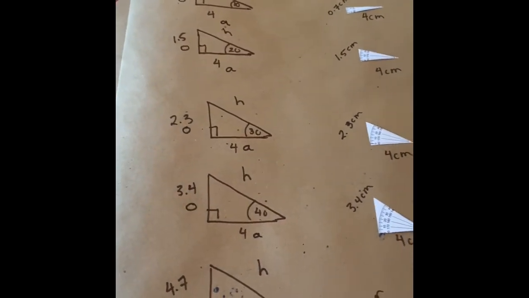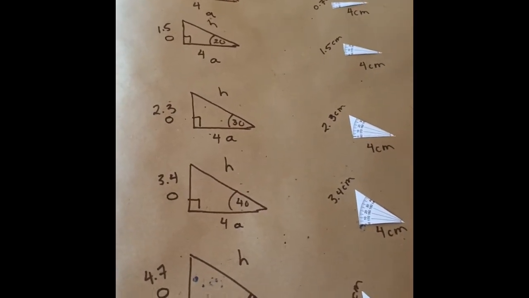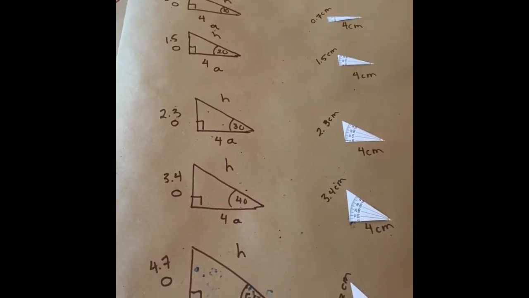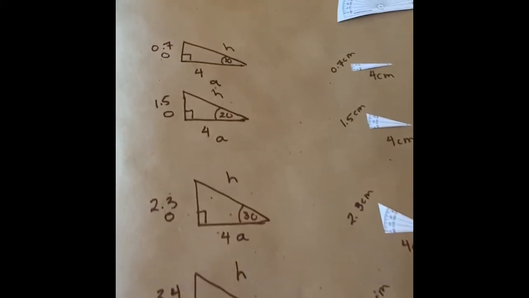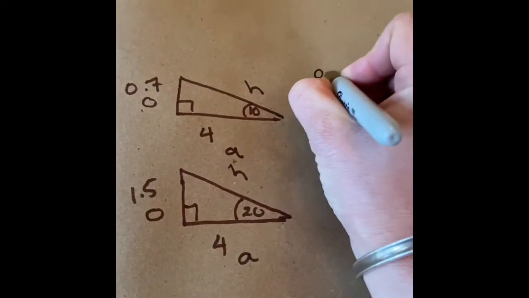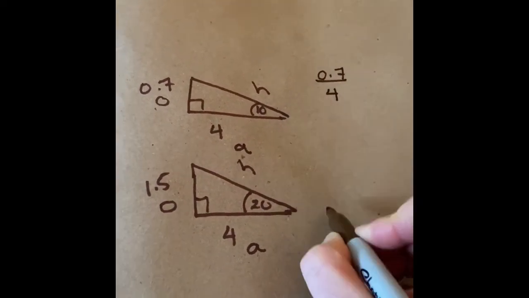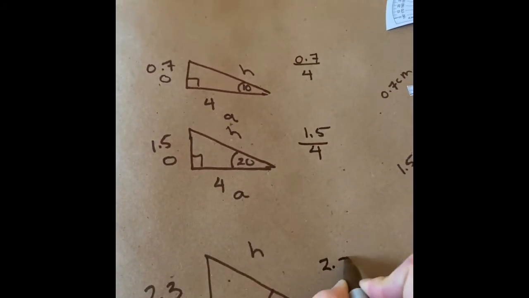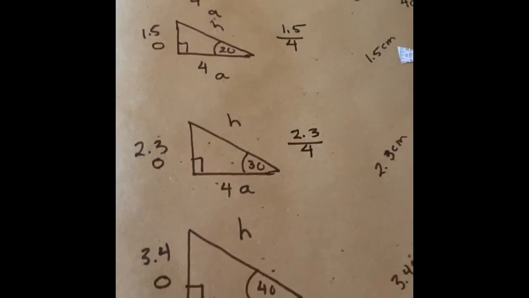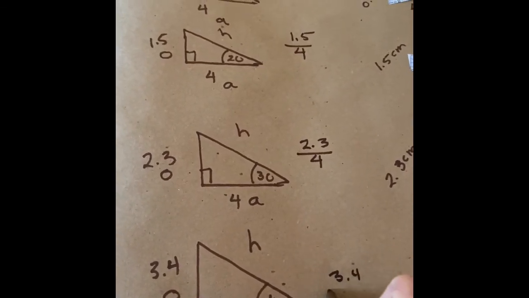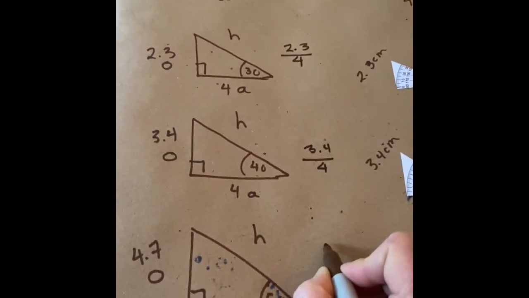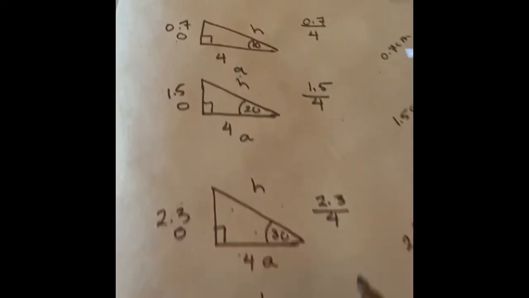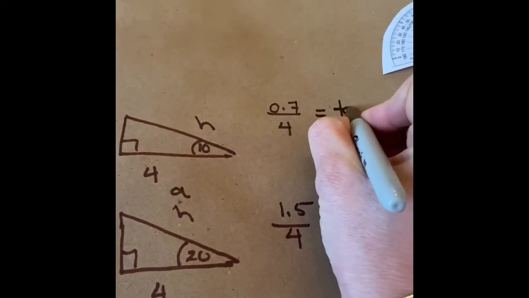Okay, so now remember in that red box, it told us that to find the tan ratio or the tan fraction, I had to do O divided by A. So O divided by A means here I have 0.7 divided by 4. Here I have 1.5 divided by 4, 2.3 divided by 4, 3.4 divided by 4, and 4.7 divided by 4. That is my tan ratio.